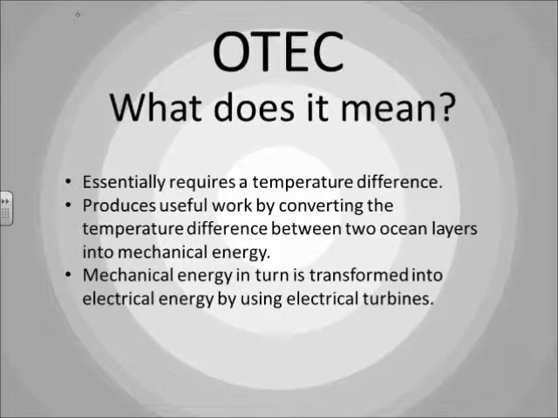Now OTEC, what does it mean? It is an acronym for Ocean Thermal Energy Conversion. This technology uses a temperature difference between the cooler and the warmer ocean layers to run a turbine and produce useful work, which is usually in the form of electricity. There can be two possible ways in which energy can be harnessed using this technique.